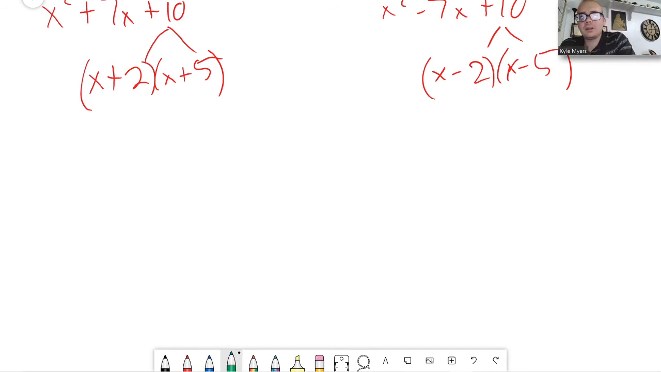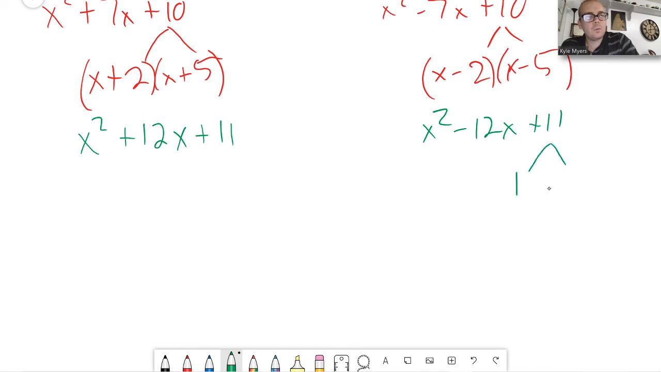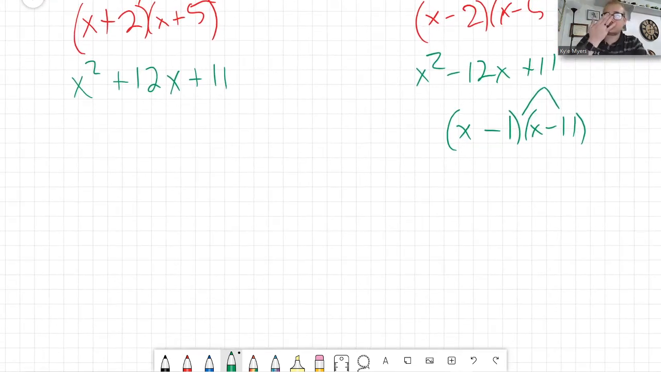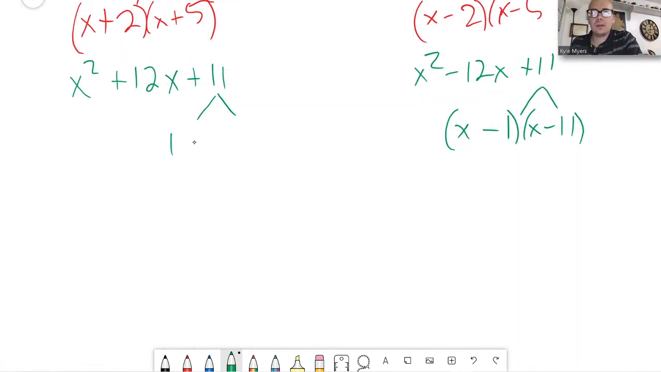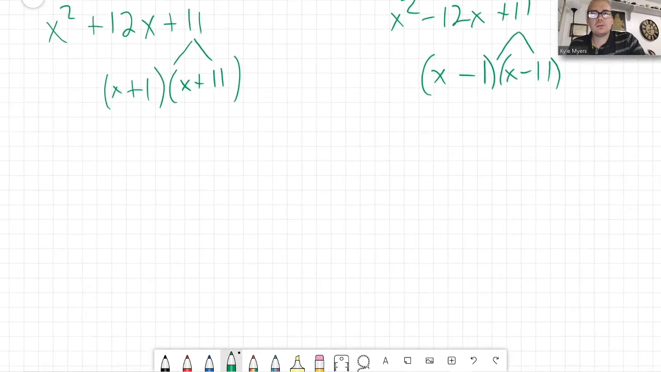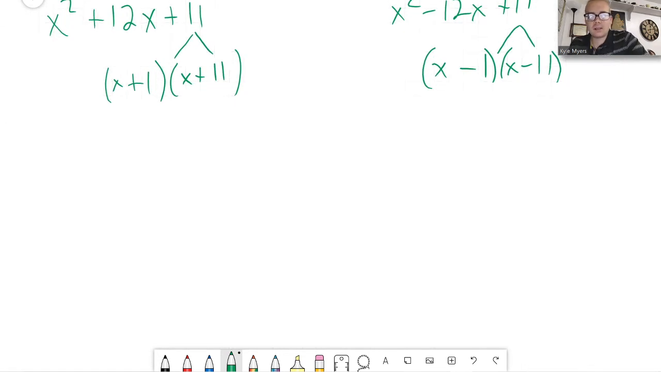Let's see, I believe I'm on green now. Next up is 11. 11 is a prime number, so this one won't take too long. X squared minus 12x plus 11. 1 and 11 minus minus. And we have our answer. This one is 1, 11 plus. And we're done. That's it. That's number 11.